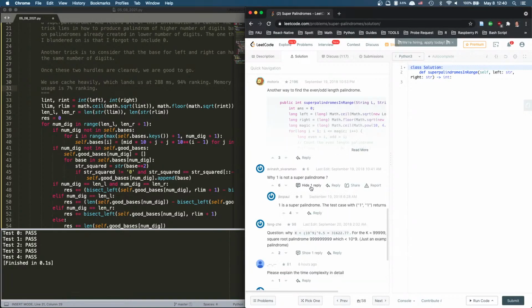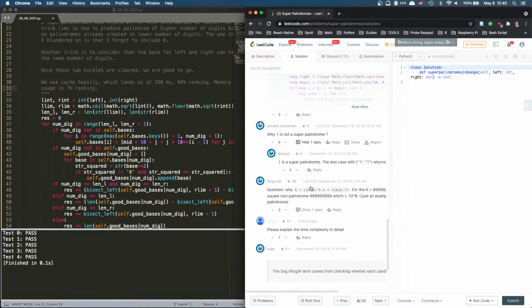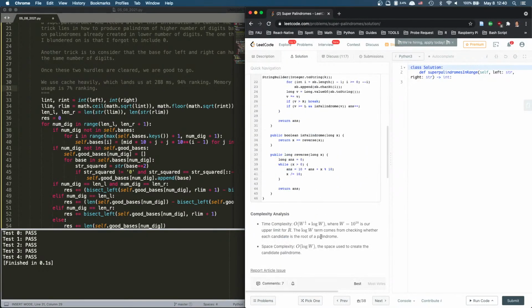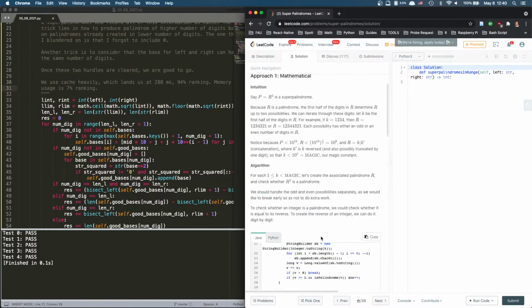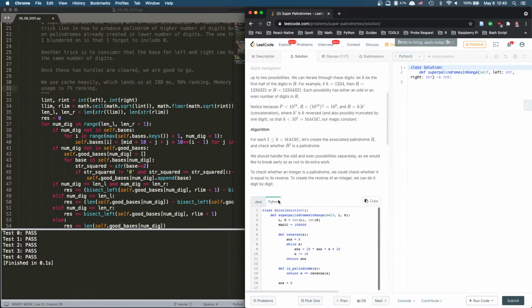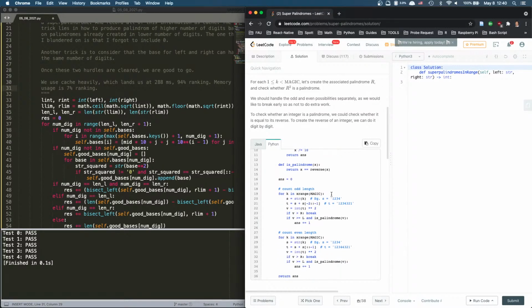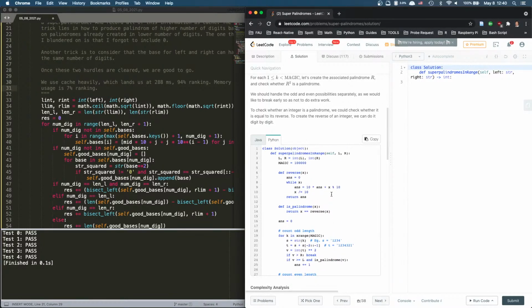1 is a super palindrome. Hold on. Magic. Odd length is palindrome. Reverse. Wait.